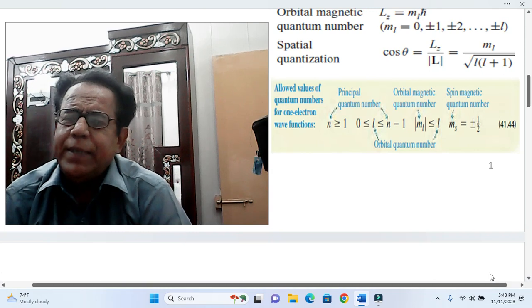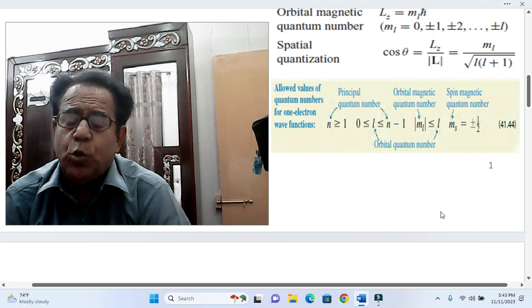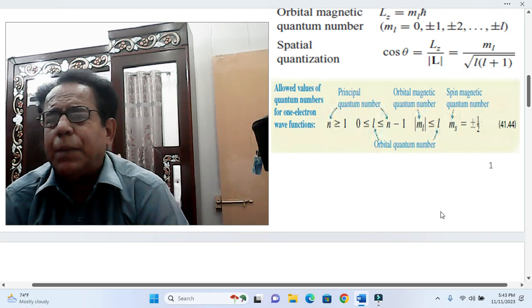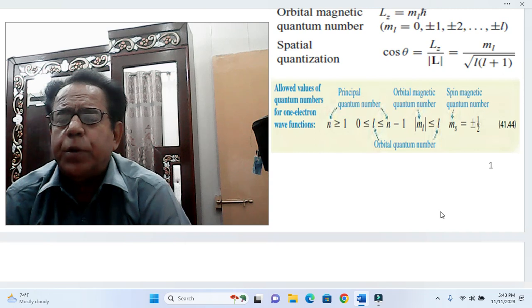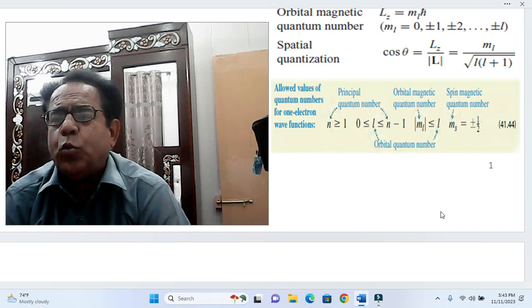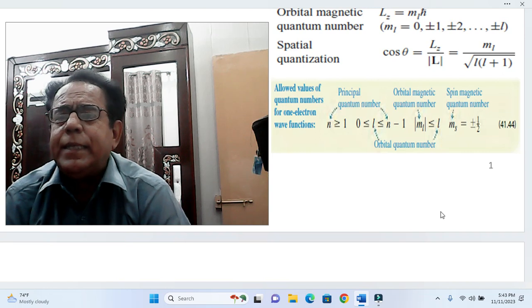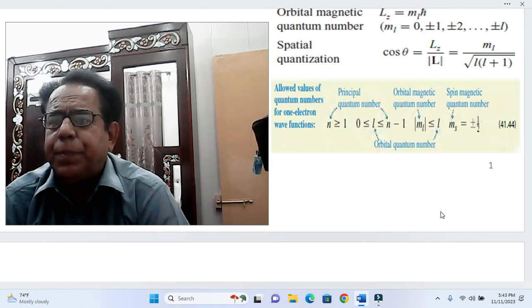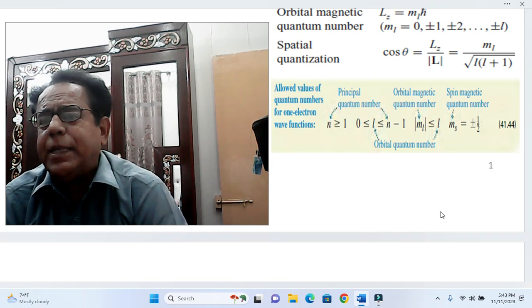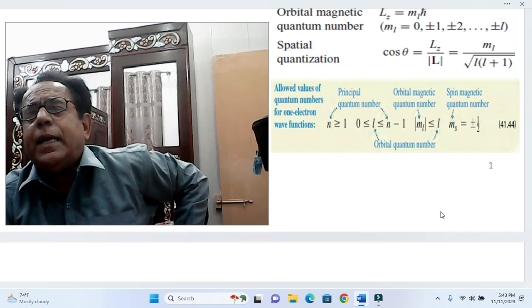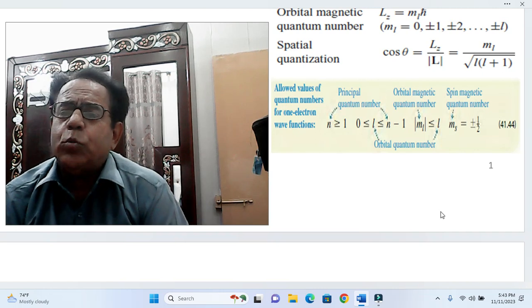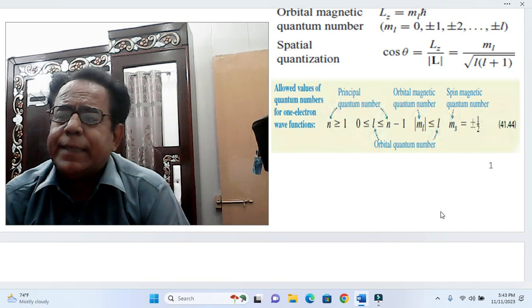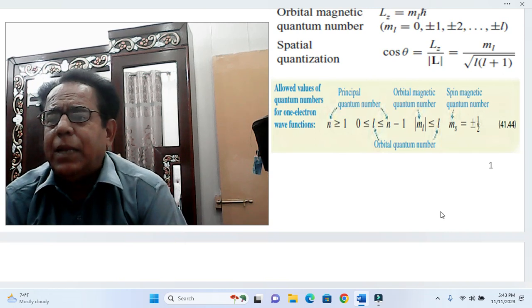Next snapshot was also included in the previous problem. However, once again we take notice of this snapshot: allowed values of quantum numbers for one electron wave function. Small n is equal to or greater than 1, where small n is the principal quantum number. Then small l, the orbital quantum number, is equal to or less than n minus 1, and on the other hand equal to or greater than 0. Next, m_l, where l is written as a subscript of m.